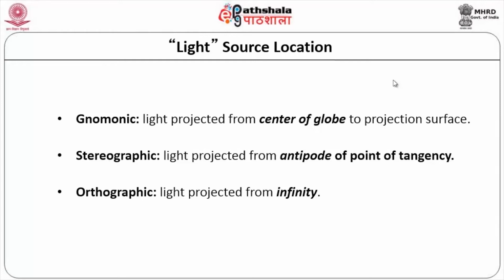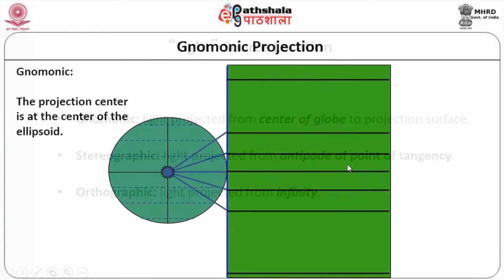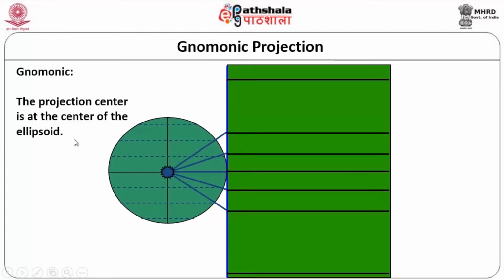So this is what we have just seen in the first stage. Now let us see the details of each and every projection. Let us start with the gnomonic projection. In the gnomonic projection, as I was telling you, the point of origin will be the center of the earth. As I told you already, the earth is considered an ellipsoid, and in this particular projection the projection center is the center of the ellipsoid.